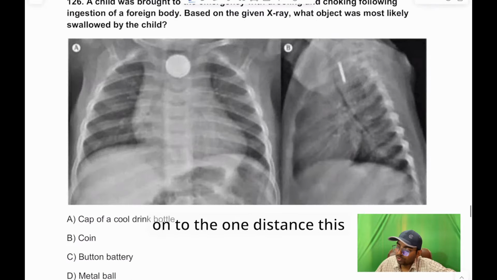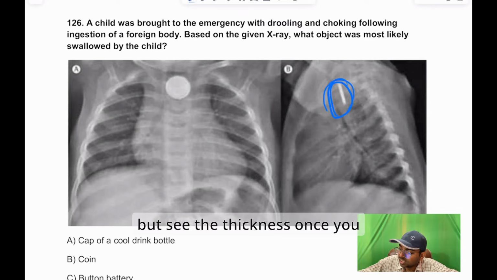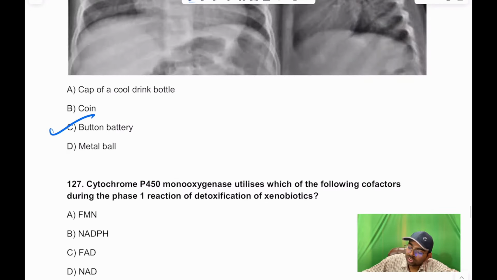Now we move on to the next one. This was a googly kind of question because people are used to coins, but see the thickness. Once you understand the thickness, then automatically you would come to the conclusion that it is a button battery.